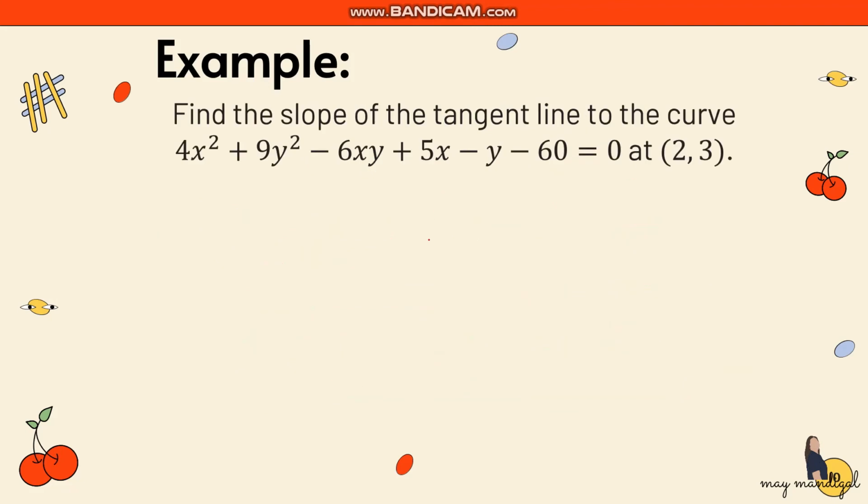And for our last example, find the slope of the tangent line to the curve 4x squared plus 9y squared minus 6xy plus 5x minus y minus 60 equals 0 at (2, 3).